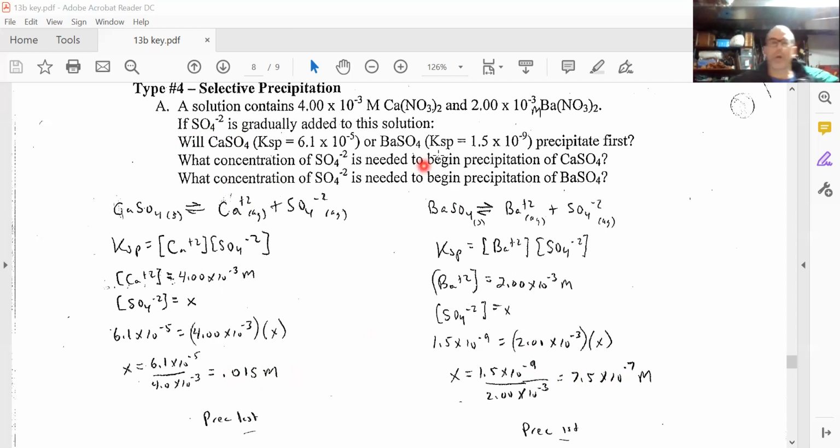So we answered the question, which one precipitates first? The one which needs a lower concentration to precipitate. We answered what that SO4 minus 2 concentration would be for each.